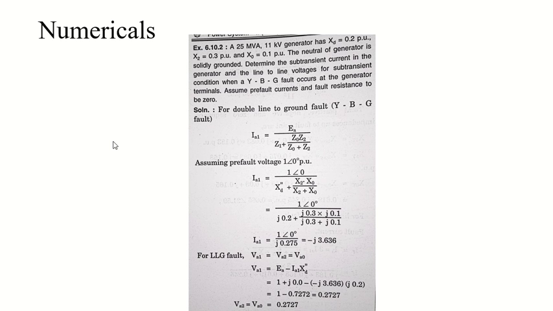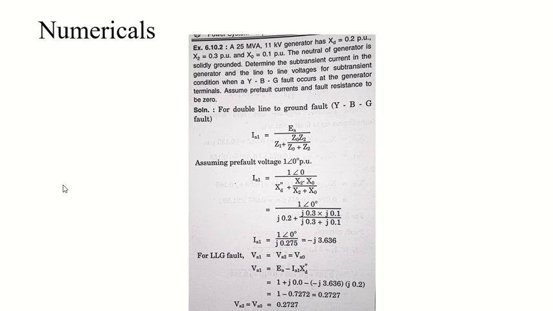Let's see this one, right? And this one is going to be a little different from earlier sums. So again, read the question. What does it have to tell us? It says a 25 MVA 11 kV generator has Xd equal to 0.2 per unit, X2 equal to 0.3 per unit, and X0 equal to 0.1 per unit.